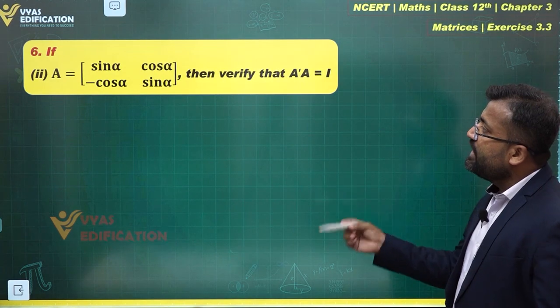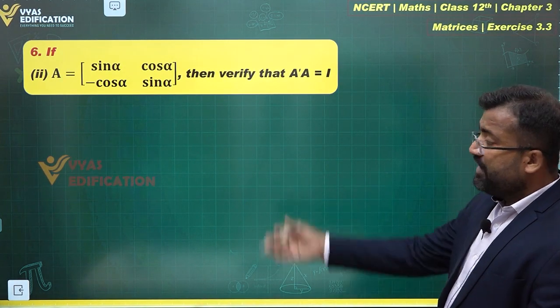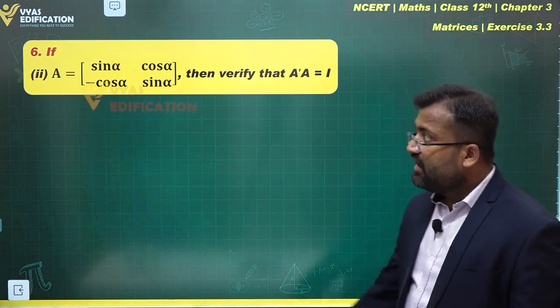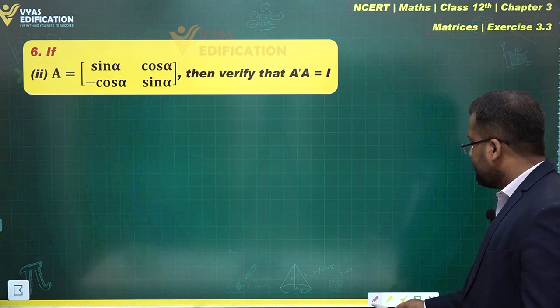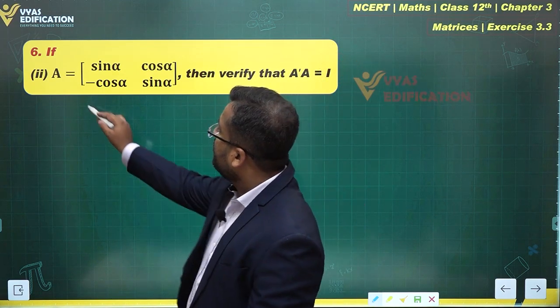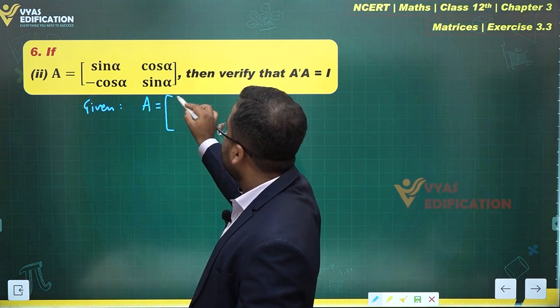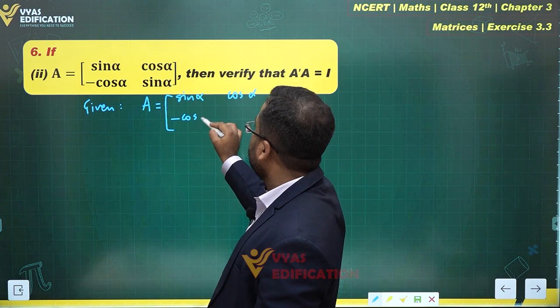What does 6th part 2 say? Let's take a look at this. 6th part 2 says that we are given another matrix A, and then we are supposed to verify A transpose A is equal to I. We are supposed to verify exactly the same kind of expression as part 1. So begin with A, given A equals sin alpha cos alpha minus cos alpha sin alpha.